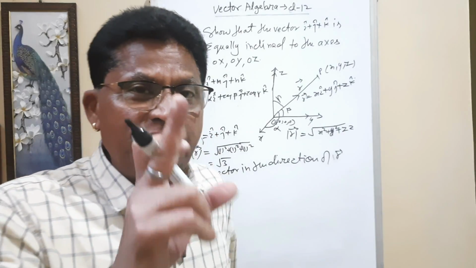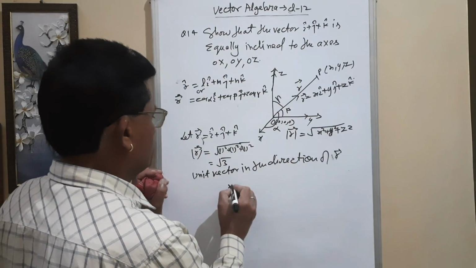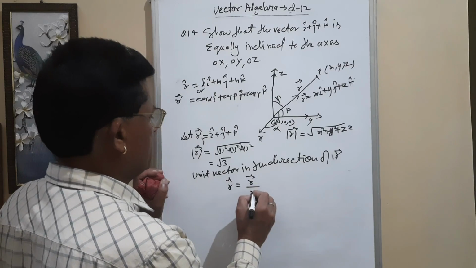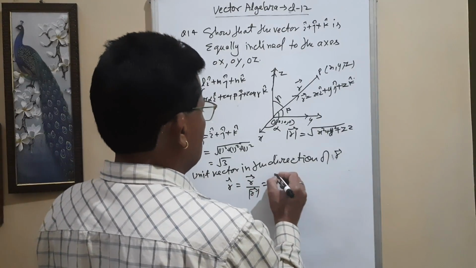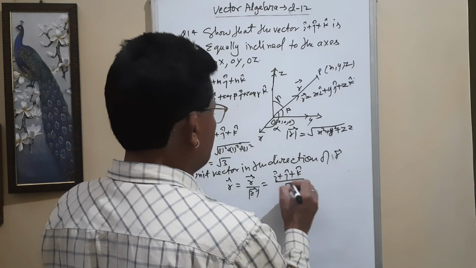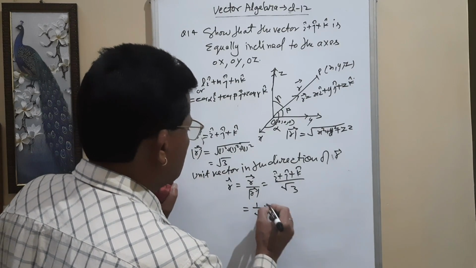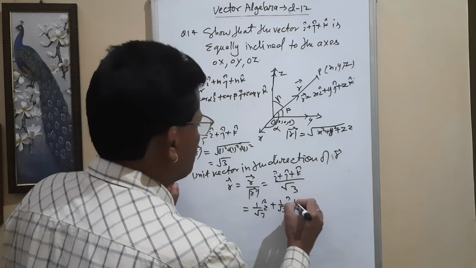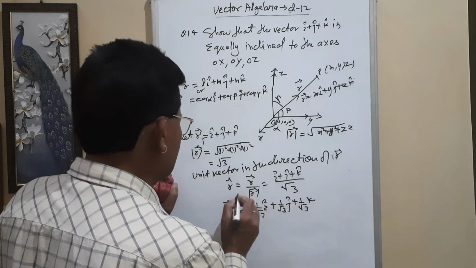I am discussing a very important thing, my dear student, that is why you concentrate over here. The unit vector is denoted by r cap, divided by its magnitude. Each and every basic concept I am telling you: i plus j plus k divided by its magnitude will be equal to 1 upon root 3 i plus 1 upon root 3 j plus 1 upon root 3 k. This is the unit vector.